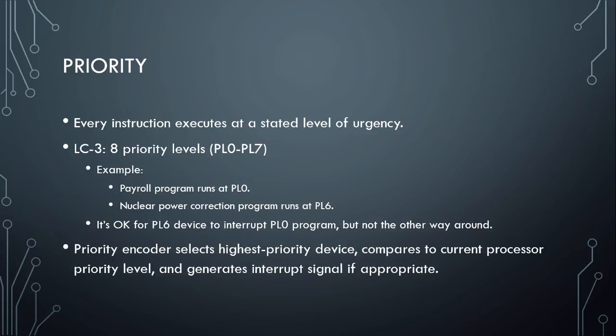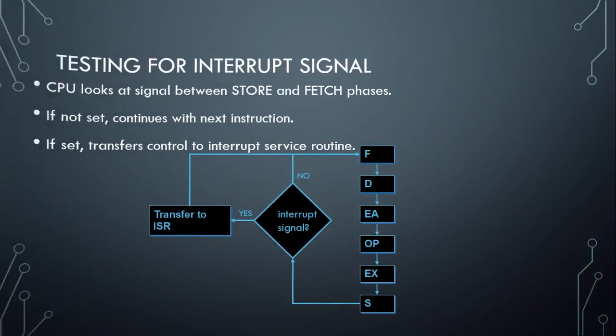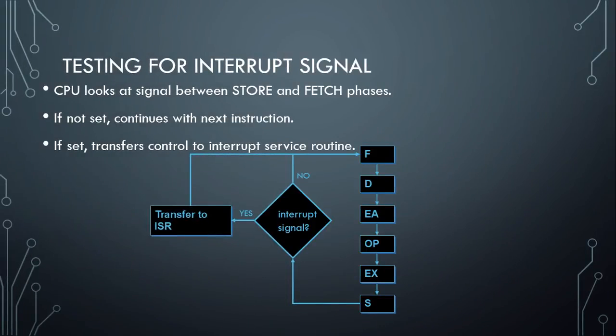The priority encoder selects the highest priority device, compares it to the current processor priority level, and generates an interrupt signal if appropriate. Testing for the interrupt signal: in this case, the CPU looks at the signal between the store and the fetch phases. If it's not set, it continues with the next instruction. Now, if it is set, it transfers control to the interrupt service routine.